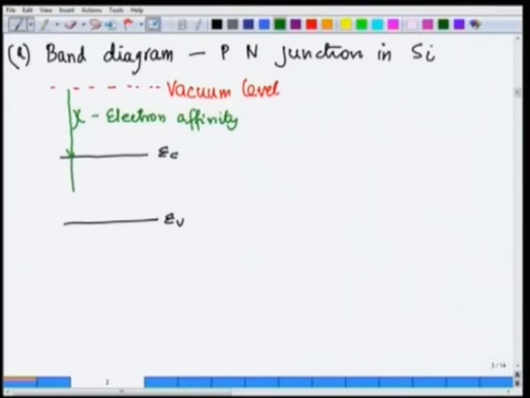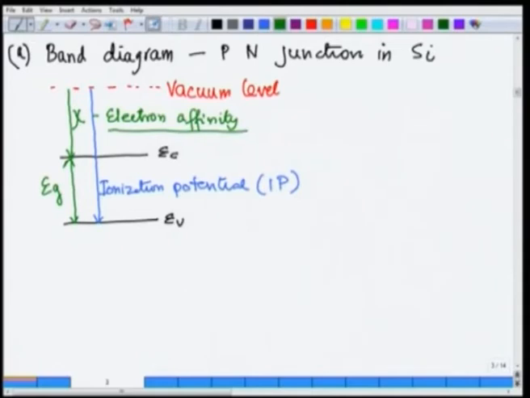Other energy, of course, you already know is the band gap. So, that sets another energy level which is like this one. This is called ionization potential. Of course, typically what we do is we work with this electron affinity and band gap. These are the two quantities we work with. Ionization potential then is automatically known.